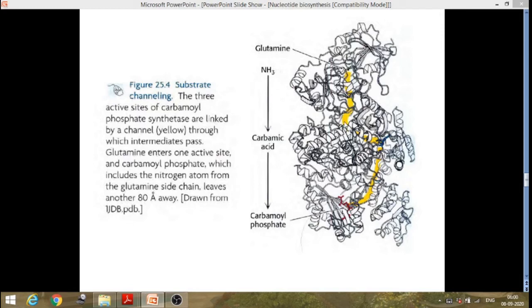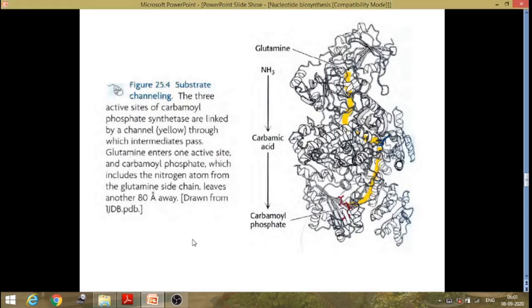to this site where it reacts with the carboxyphosphate intermediate to form carbamic acid. Then the carbamic acid moves a little ahead to this site in order to get phosphorylated to form carbamyl phosphate, and you can see the red color molecule. This is carbamyl phosphate, on its way to being released from the enzyme. So you can see substrate channeling happens in this enzyme.